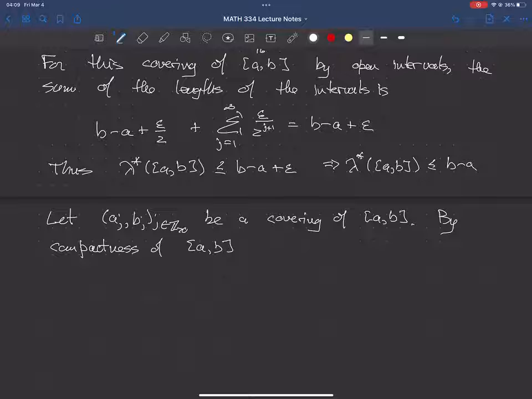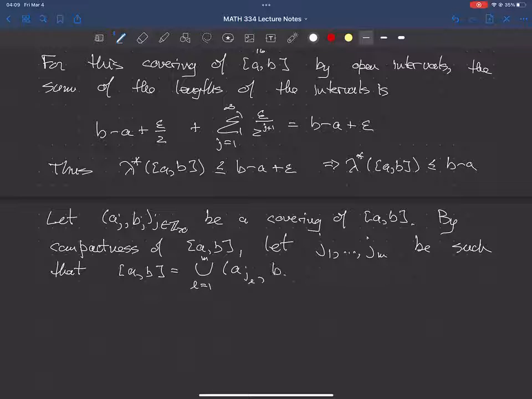Okay, so by compactness of [a,b], let J1 up to Jm be such that [a,b] is covered by this finite collection of subsets: the union for l equals 1 to m of (a_Jl, b_Jl).